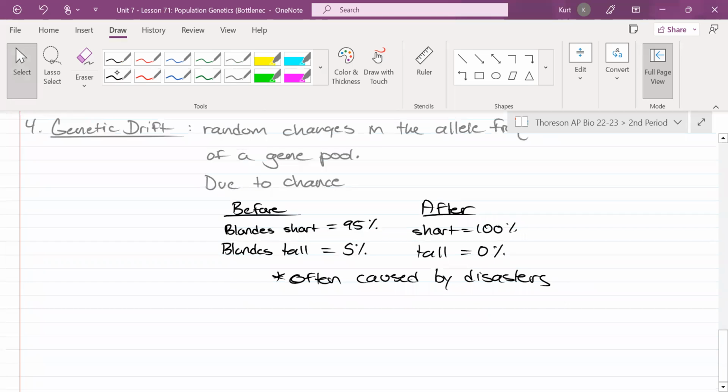And by the way, there's also something called the law of large numbers. What would be more noticeable? 8 out of 10 or 8 out of 100? 8 out of 10. So this is also more noticeable in smaller populations.